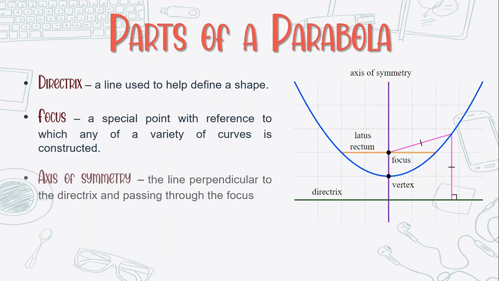The next part, we have the axis of symmetry. Now, this is the line perpendicular to the directrix and is passing through the focus. So, the axis of symmetry is the line that splits the parabola through the middle. From the word itself, axis of symmetry.